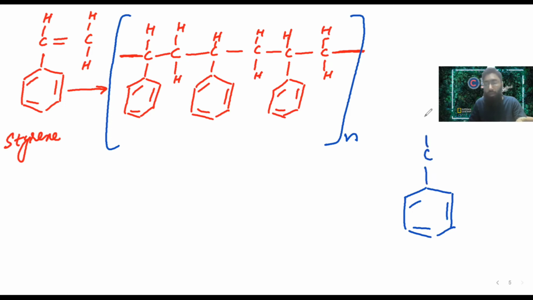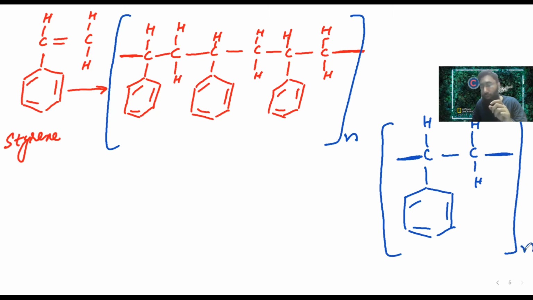Put a carbon here, hydrogen here, single bond here, carbon here, hydrogen here, a bond here, and just enclose this styrene unit into square brackets and put a small n here. This small n shows that so many styrene units join together.